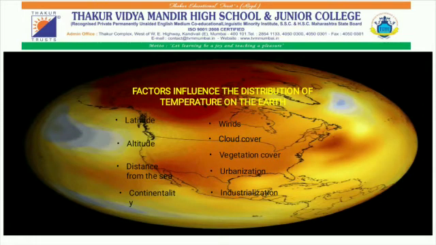If there is urbanization, an urban area, due to the polluted gas the air becomes more hot and the temperature rises. And industrialization has the same effect. When there are more industries, the air gets polluted faster and the temperature becomes hot. So these are the factors influencing distribution of temperature on the earth: latitude, altitude, distance from the sea and continentality, while other factors are winds, cloud cover, vegetation cover, urbanization and industrialization.